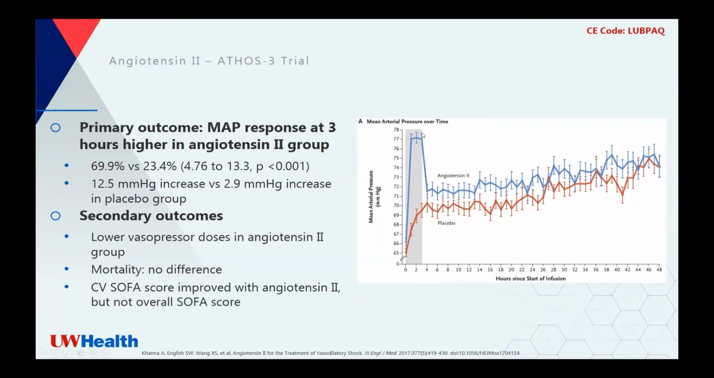For the first 3 hours, this difference was quite robust and quite big, but after those first 3 hours, when the maximum dose of angiotensin II was decreased, the effect size wasn't as stark and wasn't as big. As far as secondary outcomes go, I think most important to note is that there was no difference in mortality. Lower vasopressor doses were required in the angiotensin II group, but again, this did not align to a mortality difference.